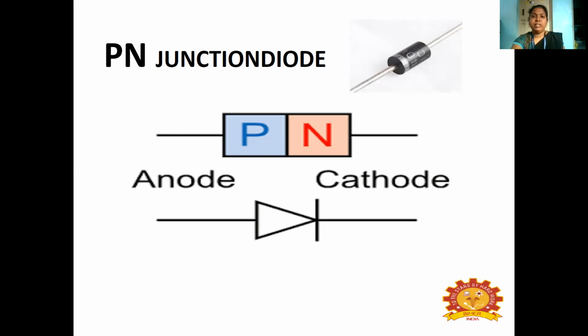So p-type material will have the majority carriers of holes and the n-type material will have the majority carriers of electrons. So these carriers will combine to form the PN junction diode, where the supply is connected to both the terminals. So this is the structure of the diode here.